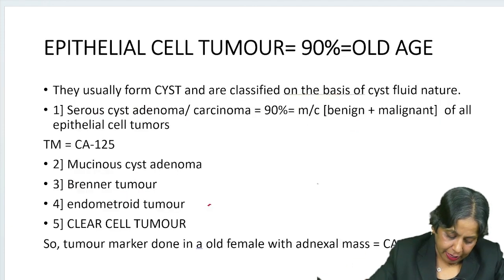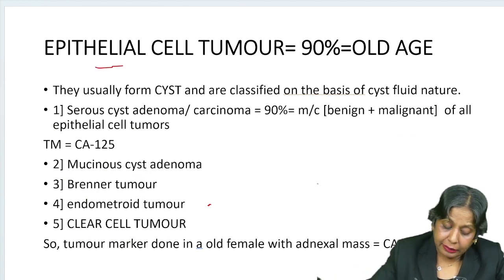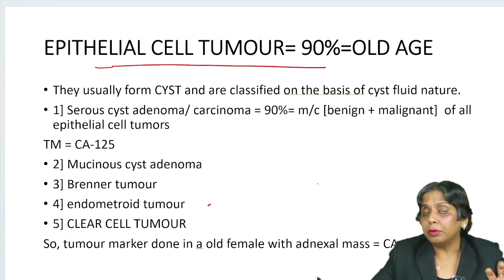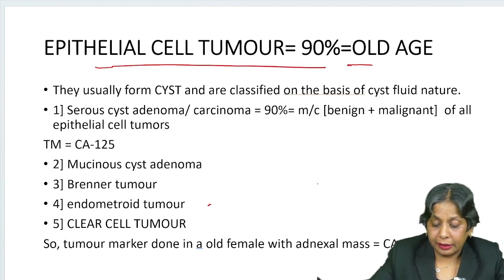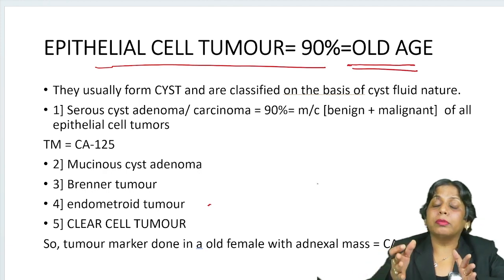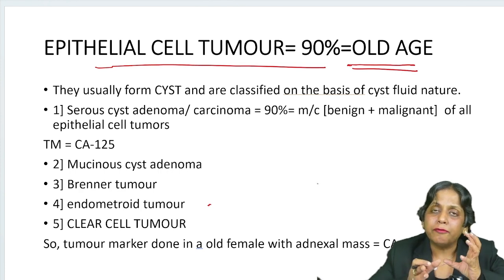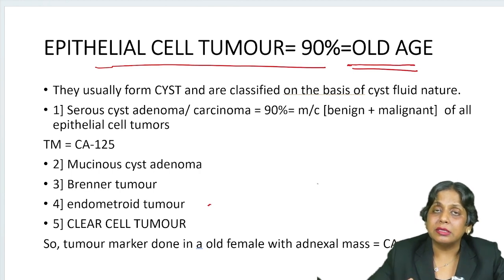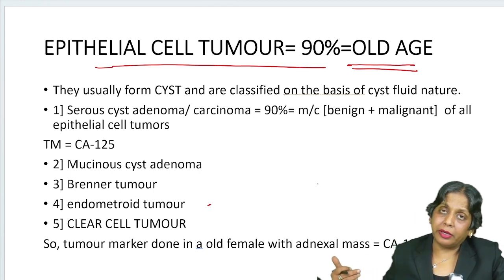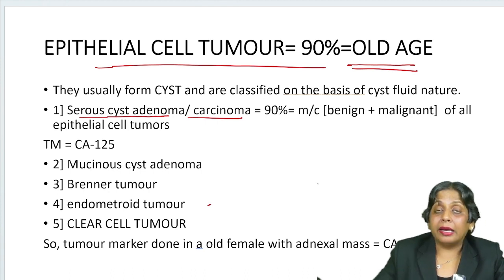Now let's see the different types of epithelial cell tumor, which were the most common tumors and were found only in old age. These epithelial cell tumors are divided on the basis of the content of the cyst. They usually form a cyst. Depending on the content of the cyst, we divide the ovarian tumor into subtypes. If the content of the tumor is serous, then we will say it is serous cystadenoma if it is benign, and if it is malignant, then we will say it is serous cystadenocarcinoma.